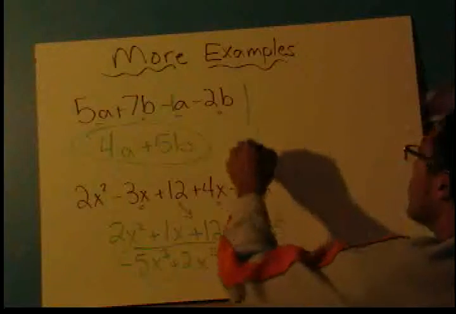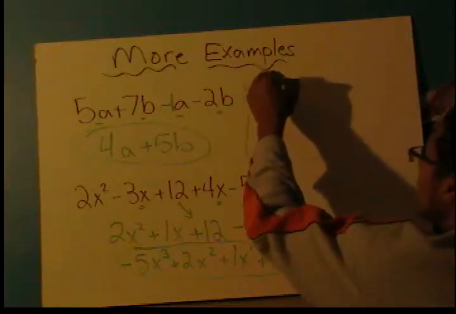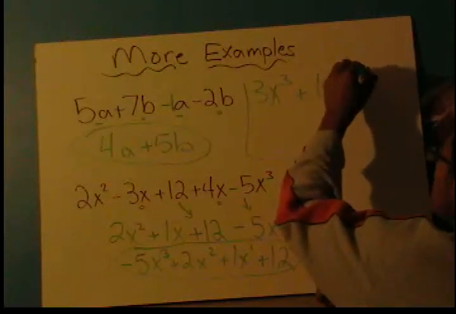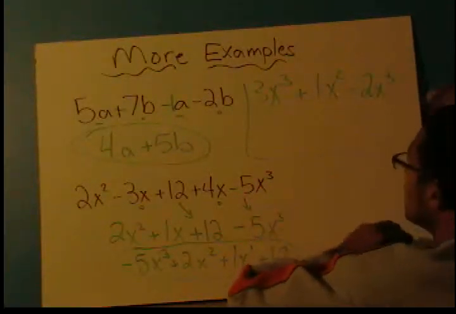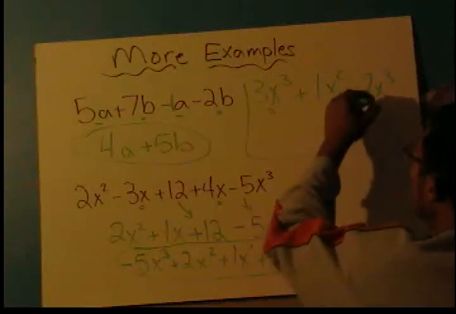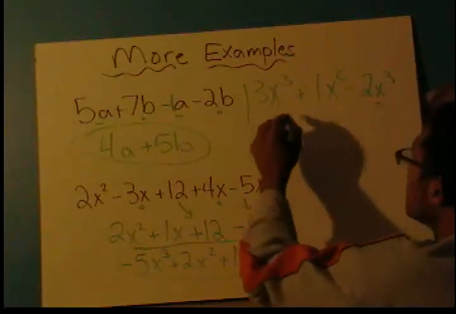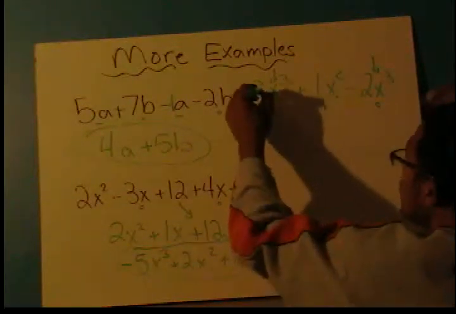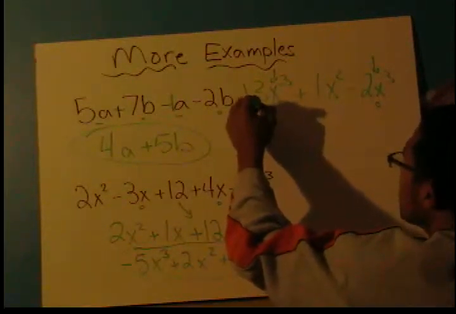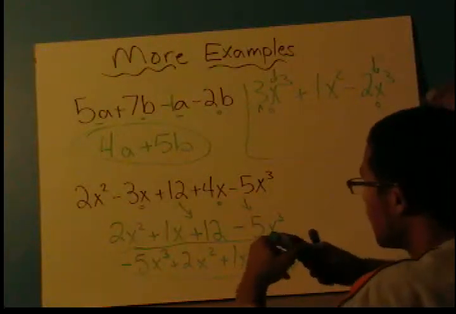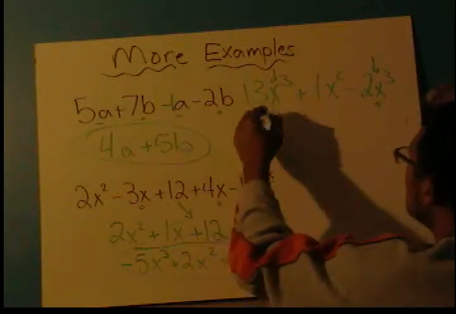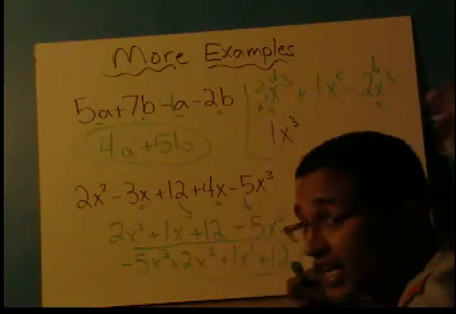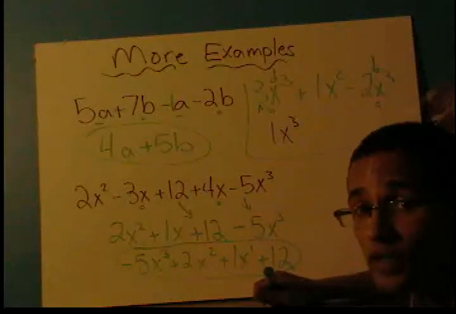Okay? And just to throw one more example out there, notice that if you had a 3x cubed plus a 1x squared minus a 2x cubed, which ones would go together? Well, the cubed and the cubed will go together, and you don't do anything with the variable in the exponent spot. You only do something with the number in front, the coefficient that's touching the variable. So this 3 minus this 2 will give us a 1x cubed. Notice that I did not change the exponent. It's still cubed. Okay?